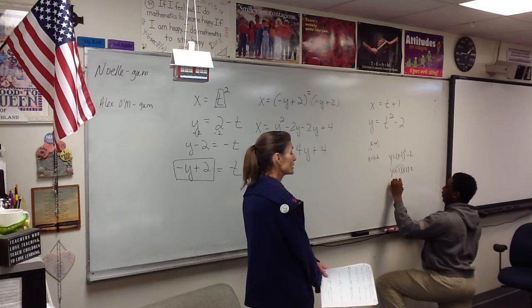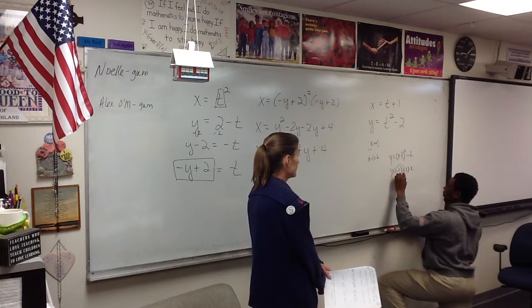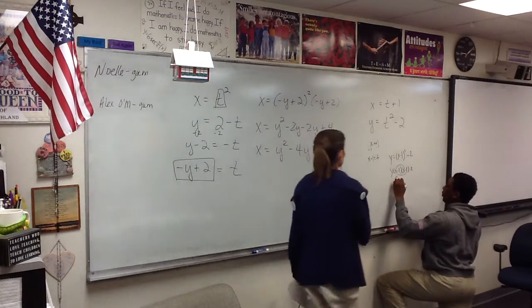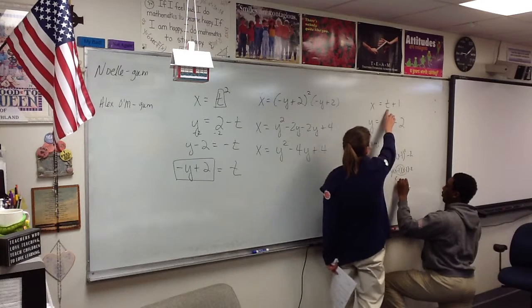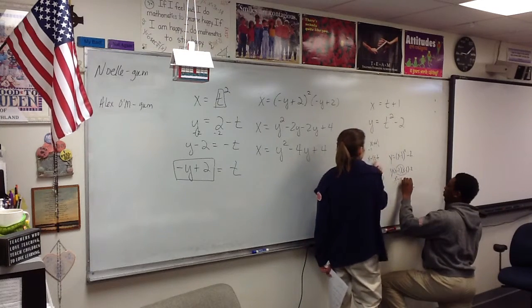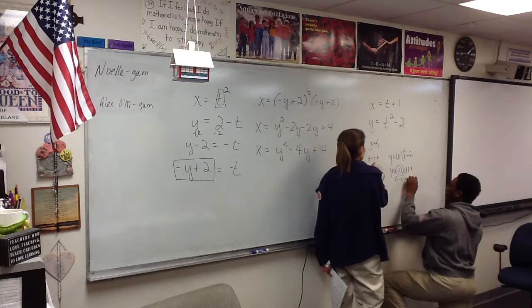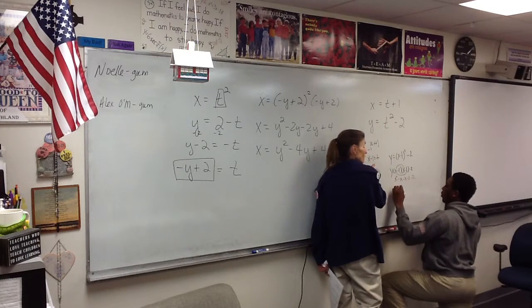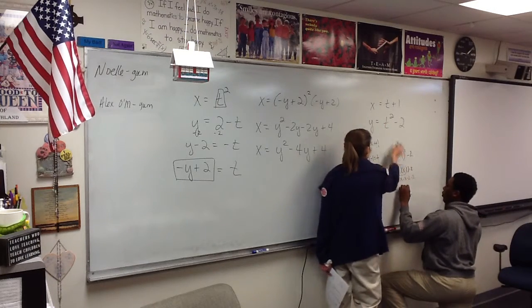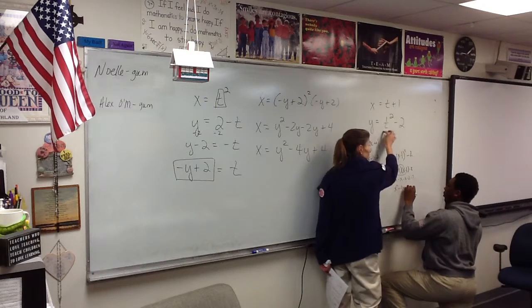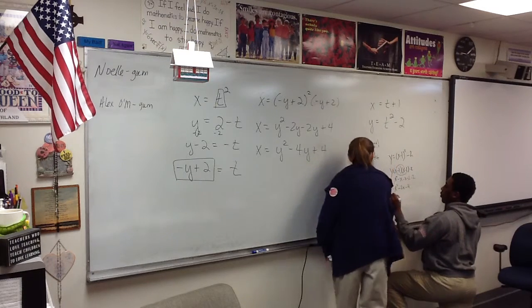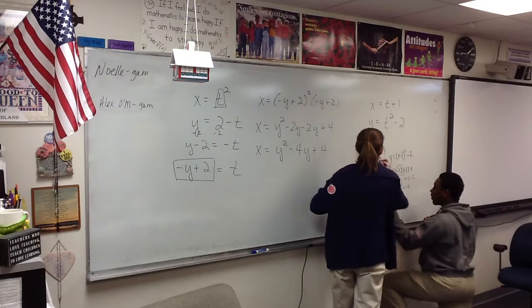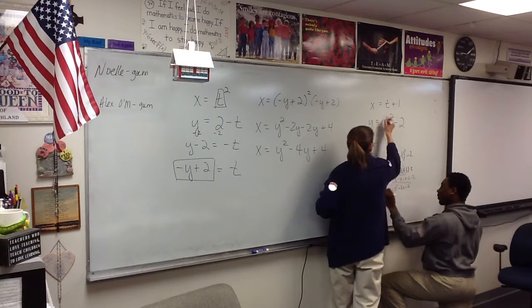Okay, Gibran is doing a good job here. If you're struggling a little bit at your seat, we're going to take that top equation and get t by itself. So t equals x minus 1. Then he's going to take that and plug it in right here. Now he is in the process of FOILing.